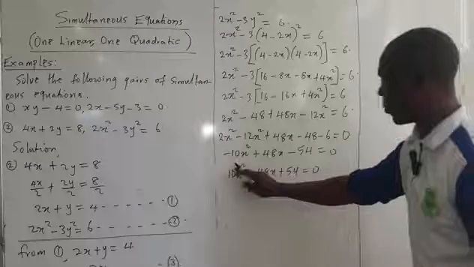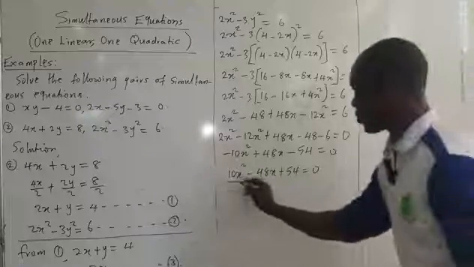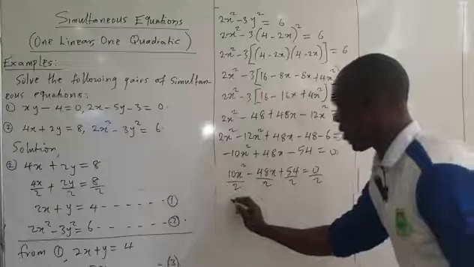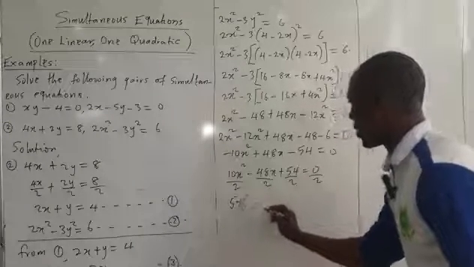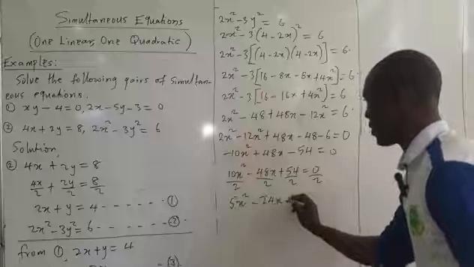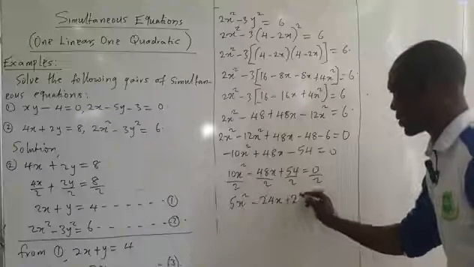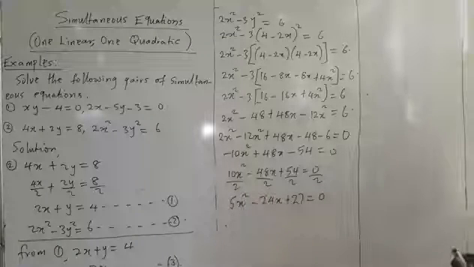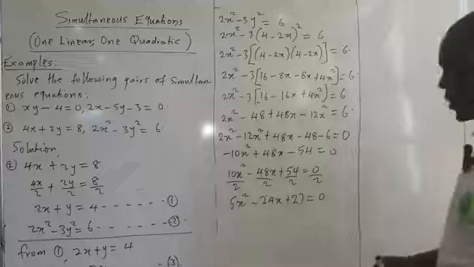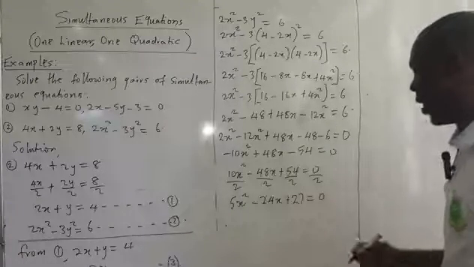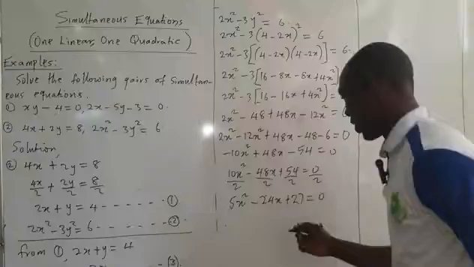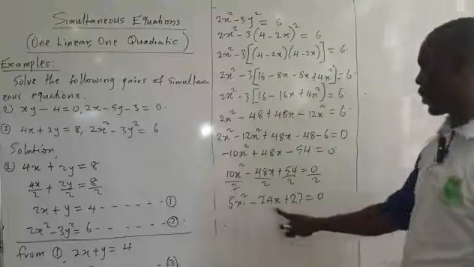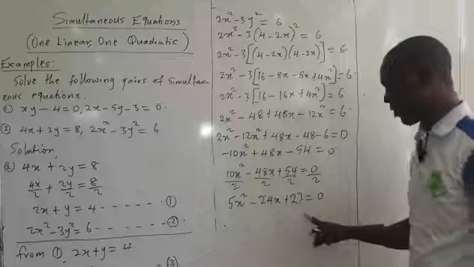Take 2 is common, so we divide through by 2. So we have over 2, over 2, over 2, over 2, which is 5x squared minus 24x plus 27 equals 0. So this is our quadratic equation. We can solve this using formula method or factorization method. So the equation becomes 5x squared minus 24x plus 27 equals 0.